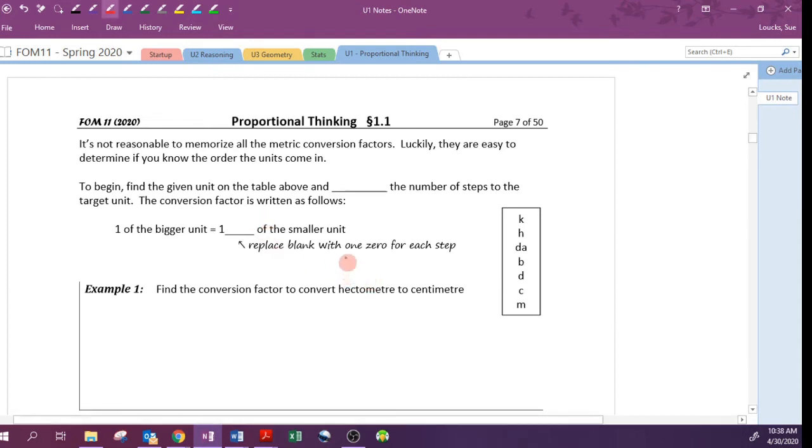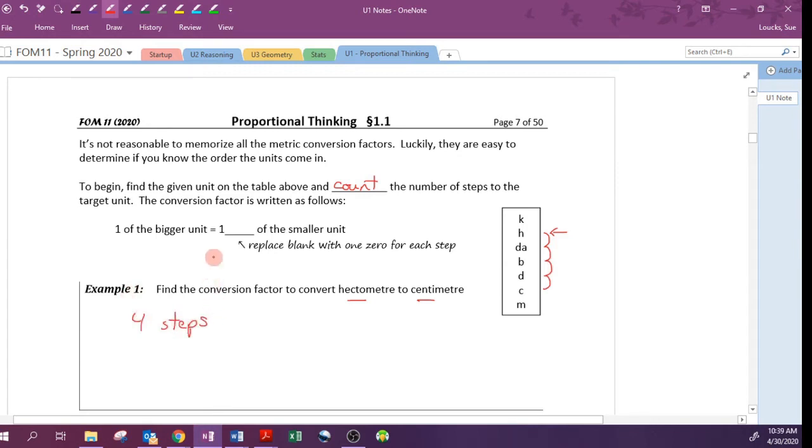We're going to find the unit that we're starting with, and we're going to count the number of steps it takes to get to the target unit. And we're going to write the conversion unit as one of the bigger unit equals how many of the smaller unit. So, for example, we want to go from hectometer to centimeter. So I'm going to start at hecto, and I'm going to count how many steps do I go to get to centi. So I'm going to go 1, 2, 3, 4. Okay, so 4 steps.